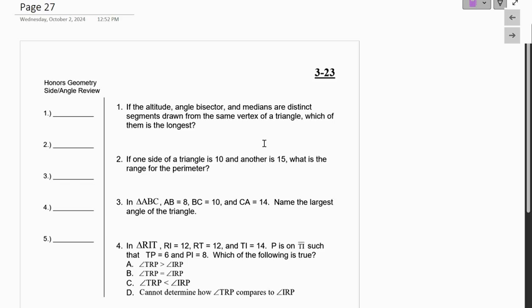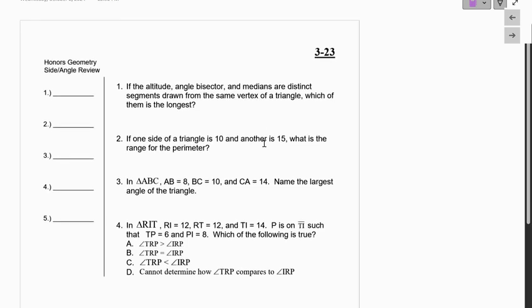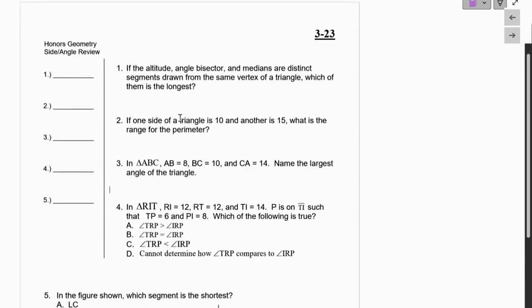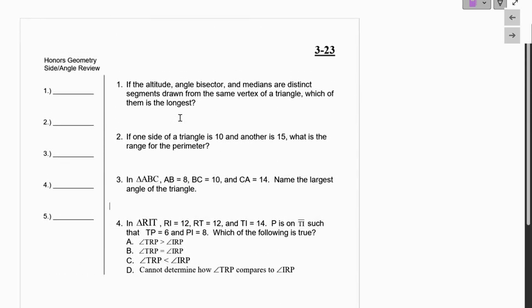All right, continuing on, page 3-23. This is actually all review, so what I would recommend is that you pause the video here, try out all 5, and then come back and I'll go through them. Hopefully you did these. The first one: if the altitude, angle bisector, and median are distinct segments drawn from the same vertex of a triangle, which of them is the longest?